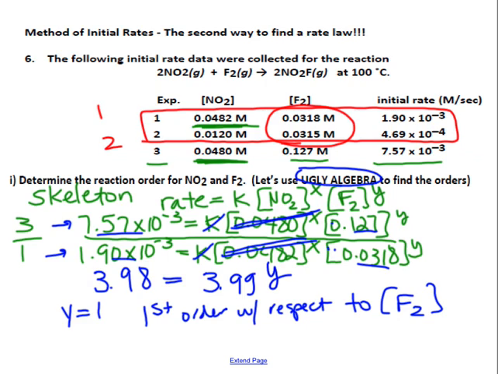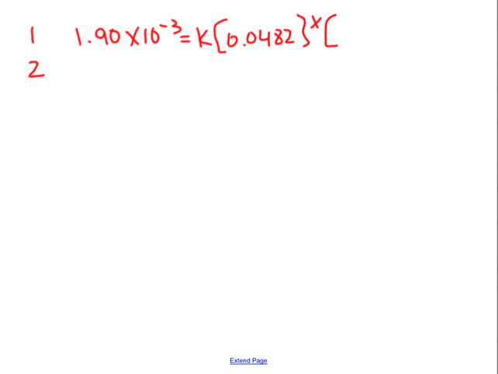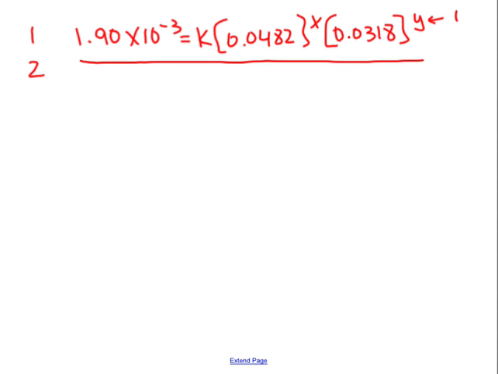So going to the next page, I put in a blank page here, we are going to now put experiment 1 over 2. And in experiment 1 over 2, I have 1.90 times 10 to the negative third as the rate, and I'm plugging it into the same skeleton, is equal to 0.0482 to the x and 0.0318 to the y. Or I could put 1 in there. It doesn't matter. Now that I know it's 1, because I got that from the previous math we did.